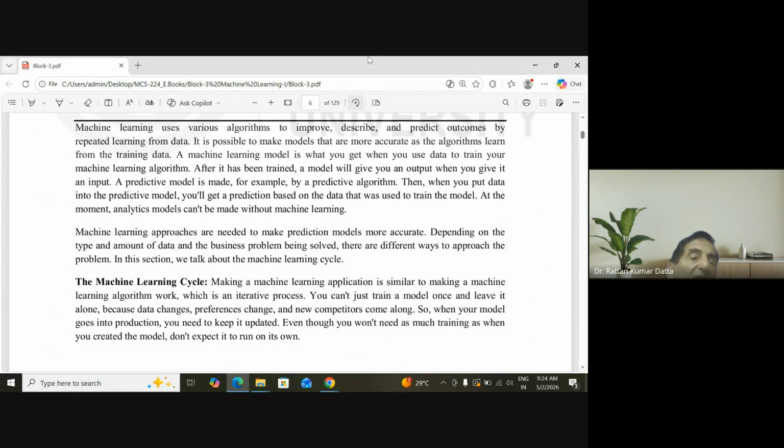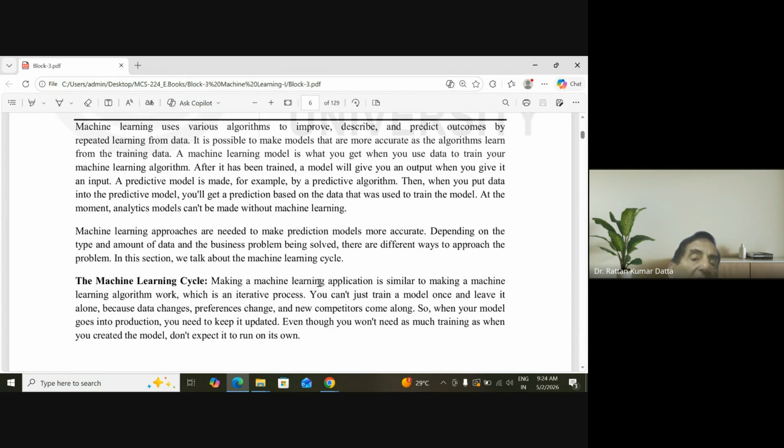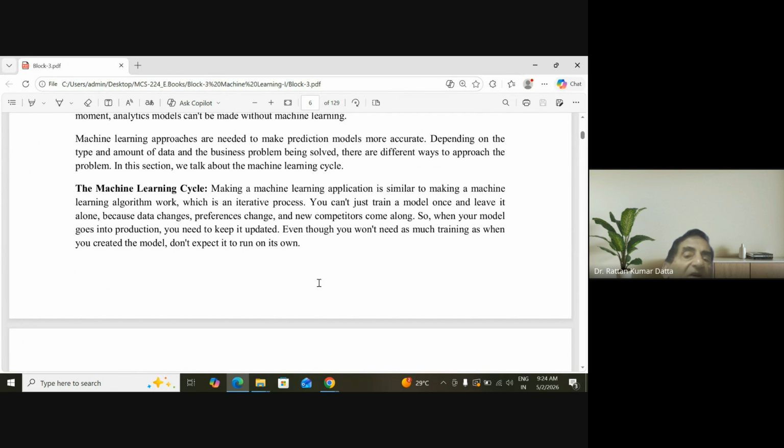So the machine learning cycle. Making a machine learning application is similar to making a machine learning algorithm. Whatever machine learning is doing, you are building up an algorithm. You use the data for building up a model, and how do you build the model? You first plan, see the data, how the data is scattered. Is it simple? Can you have a simple regression equation, a multiple regression equation, or is it an elliptical equation, or a hyperbola? All types of things you have to look into.